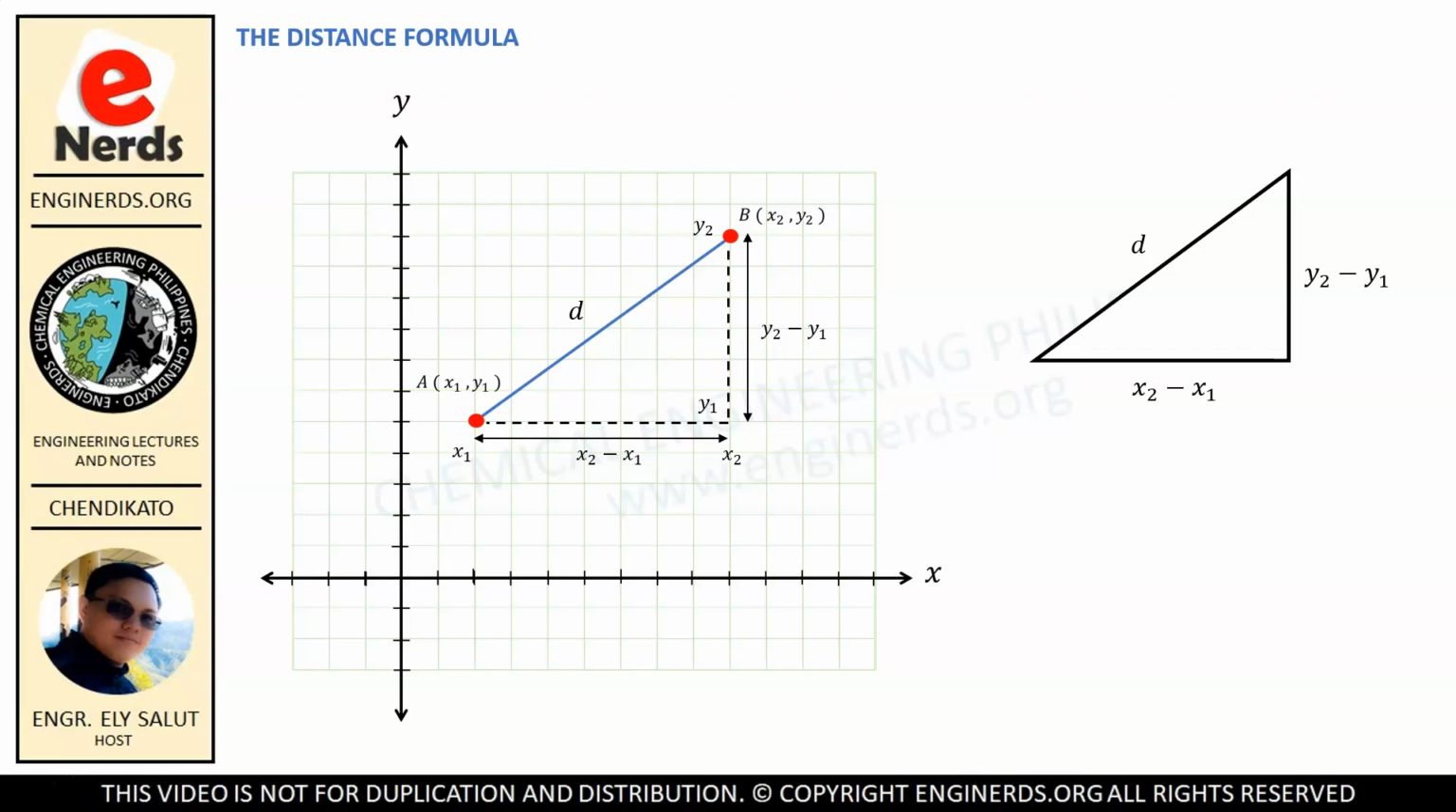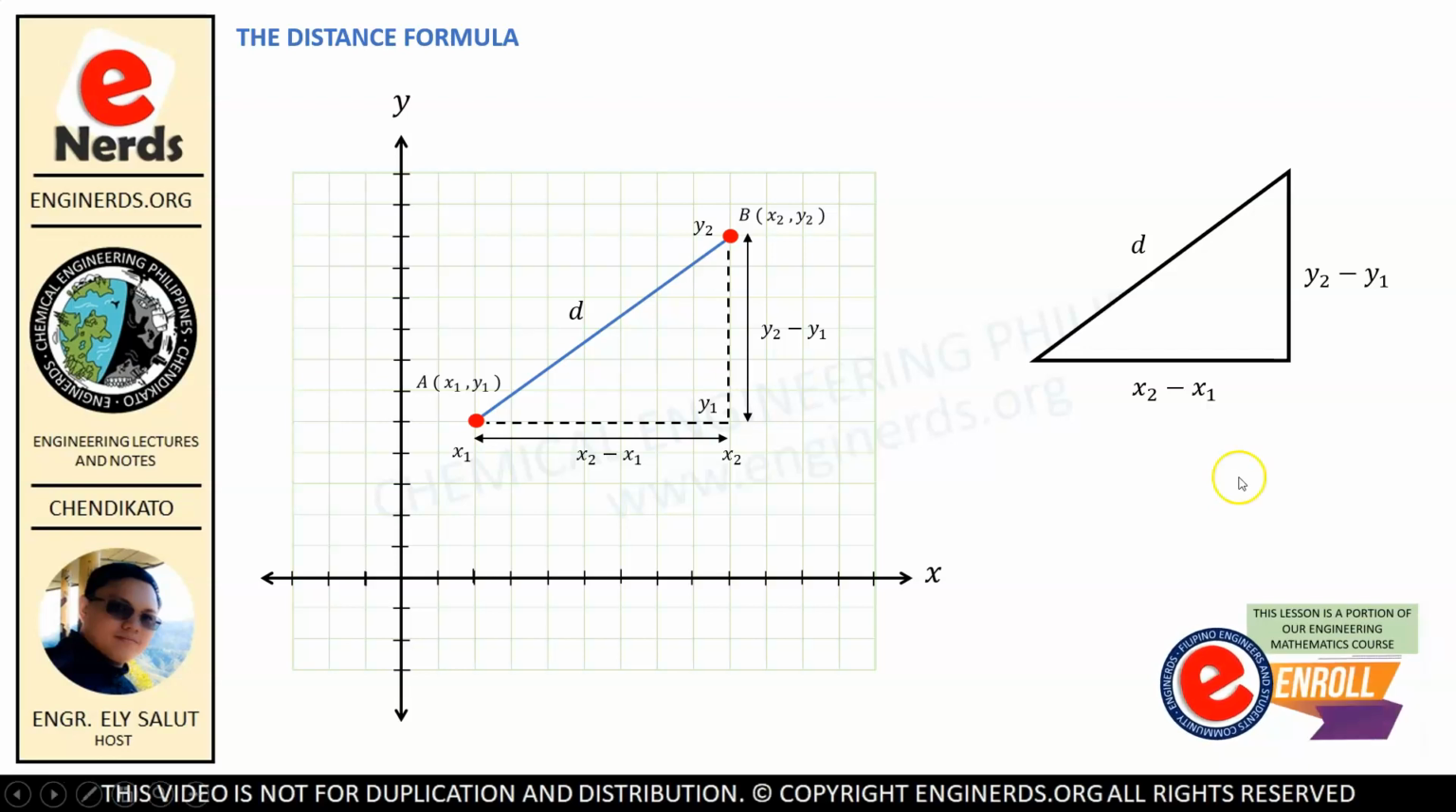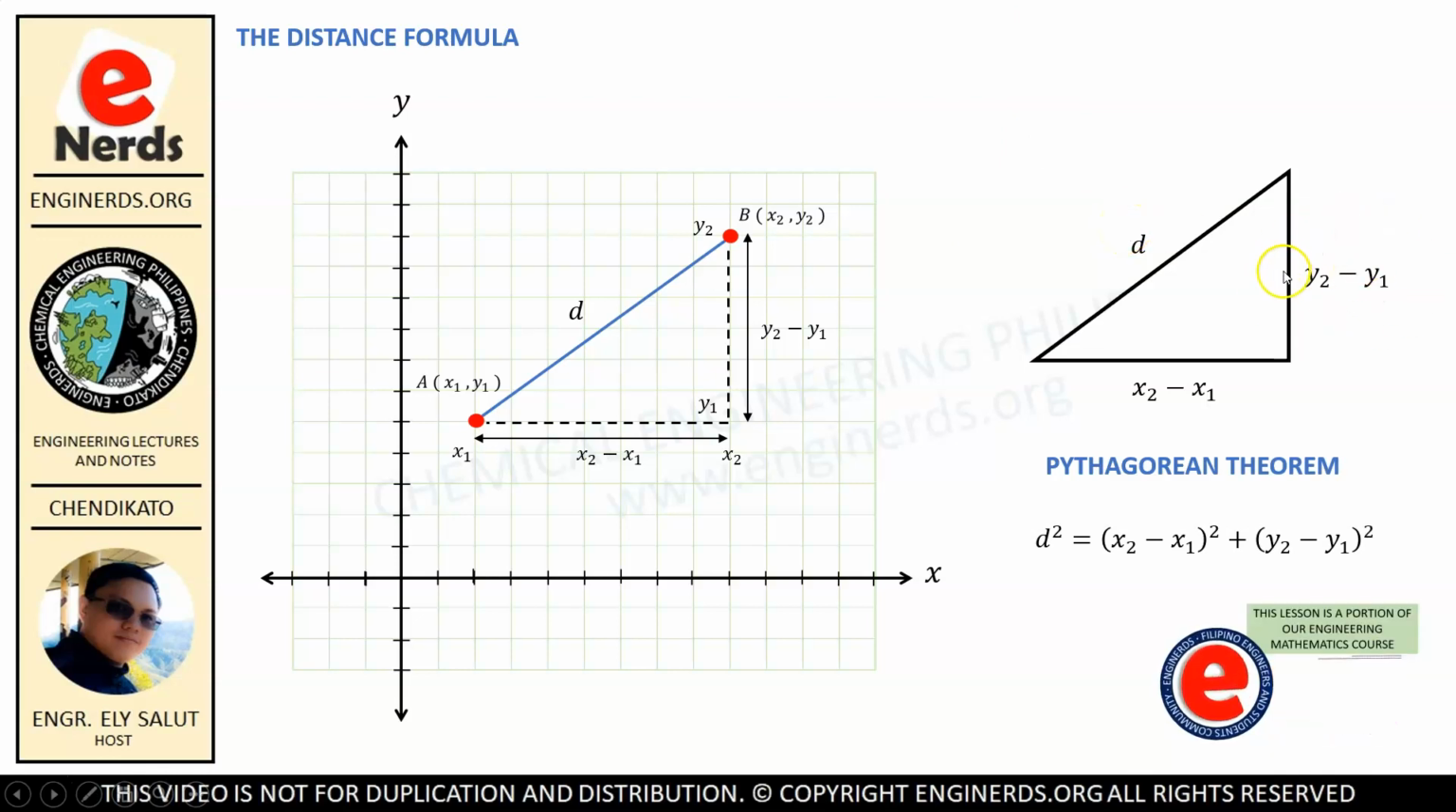So, now, ano yung na-observe natin dito? Well, of course, if you already studied our course in trigonometry, we know that we can calculate the hypotenuse using the Pythagorean theorem. And according to the Pythagorean theorem, d squared is equal to the sum of the squares of the two sides of the triangle. So, we will be squaring x2 minus x1 and add it to the square of y2 minus y1. So, d squared is equal to (x2 minus x1) squared plus (y2 minus y1) squared.